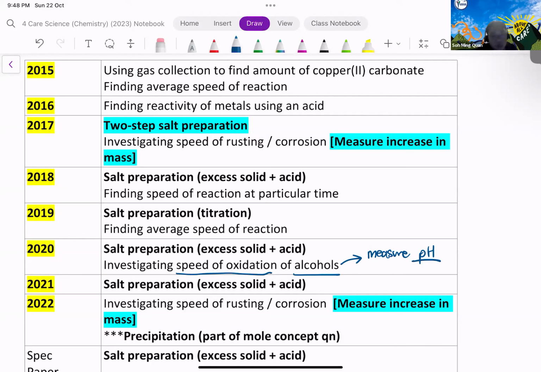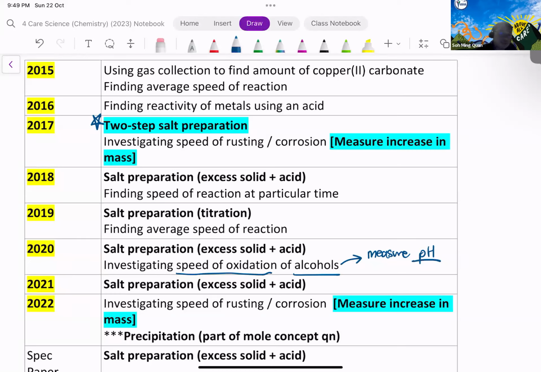Next, in terms of salt preparation, you can see quite clearly that so far, we have tested excess solid plus acid a number of times. Titration has only appeared in 2019. Precipitation hasn't really appeared at all. In fact, last year's precipitation was part of a mole concept question. And you must also study the 2-step salt preparation in 2017.